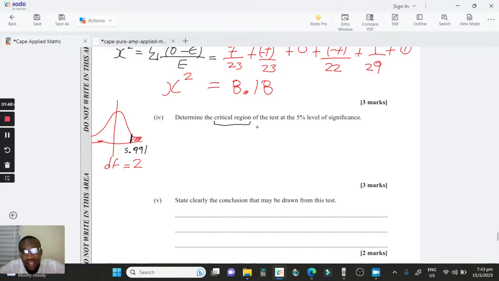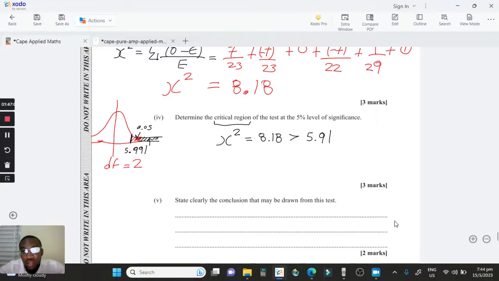And so in that case, we notice that this is the area we reject. That's the 5% we reject. Now our chi-square value, which is equal to 8.18, is greater than our 5.991. Since it's greater, guess what? We reject the null. It's in that shaded part. It's in the rejection region.